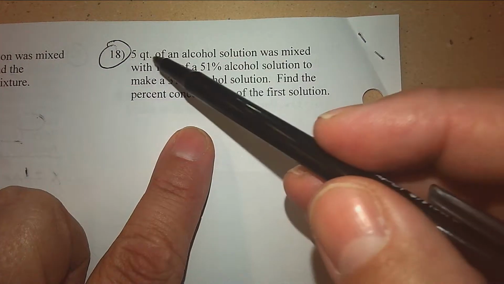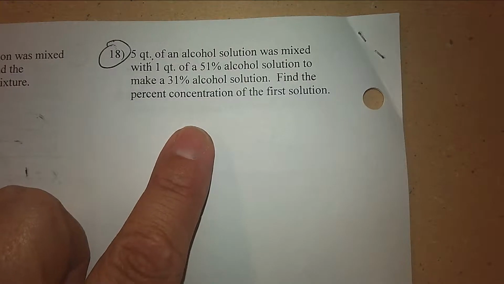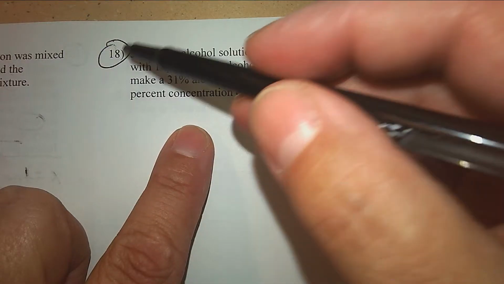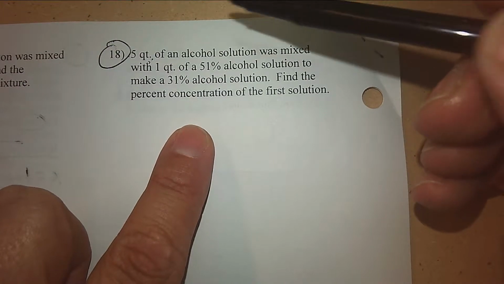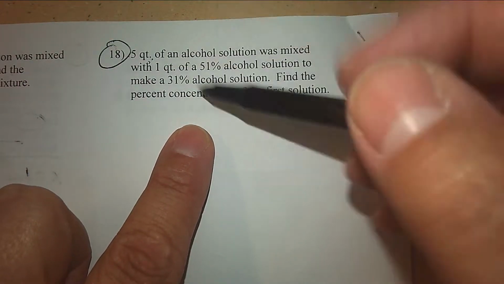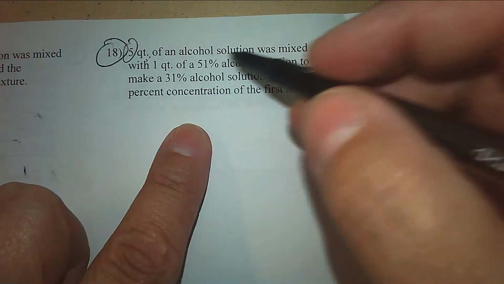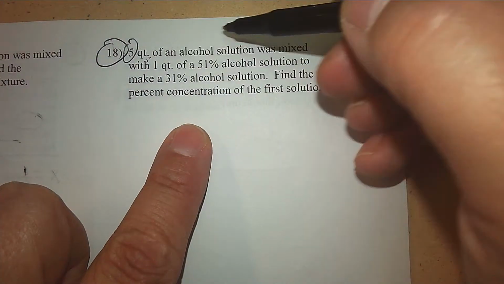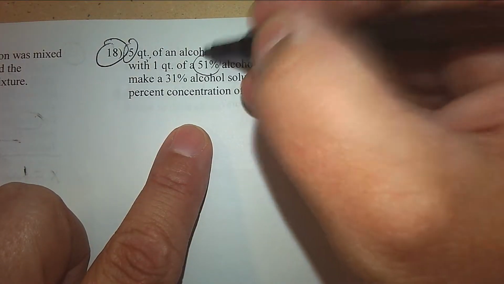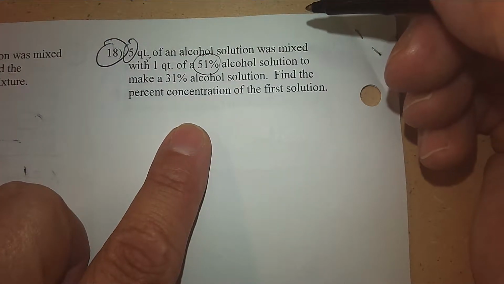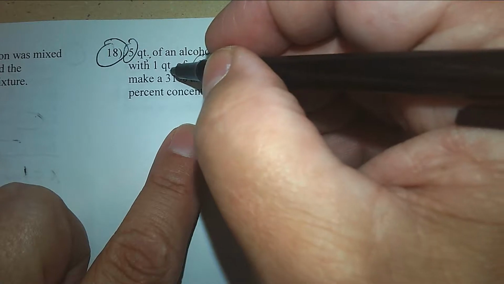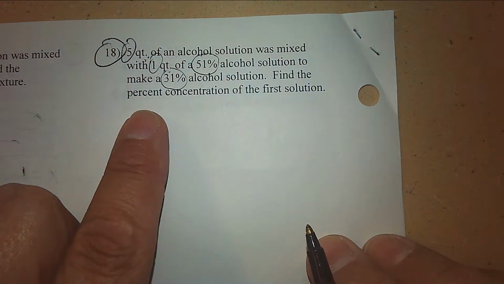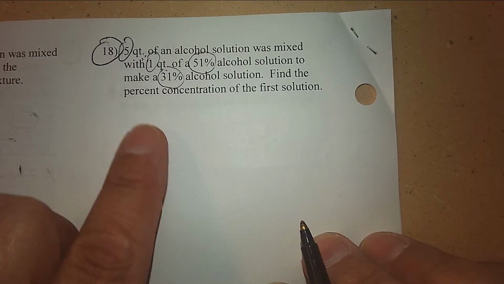Do you know what QT represents? Right. So 5 quarts, right? So 5 quarts of an alcohol solution was mixed with 1 quart of 51% alcohol solution to make a 31% alcohol solution. Find the percent concentration of the first solution.